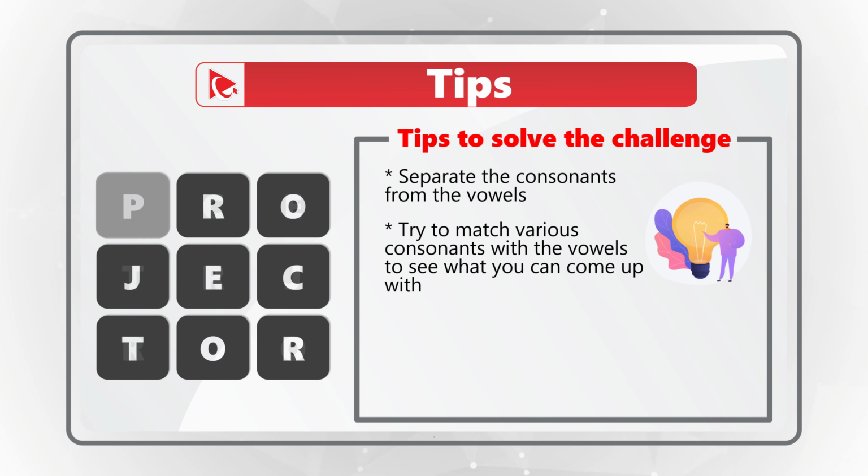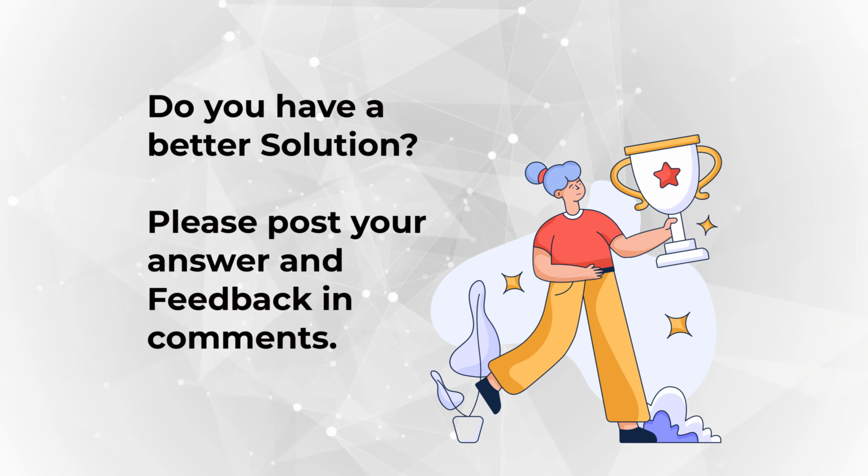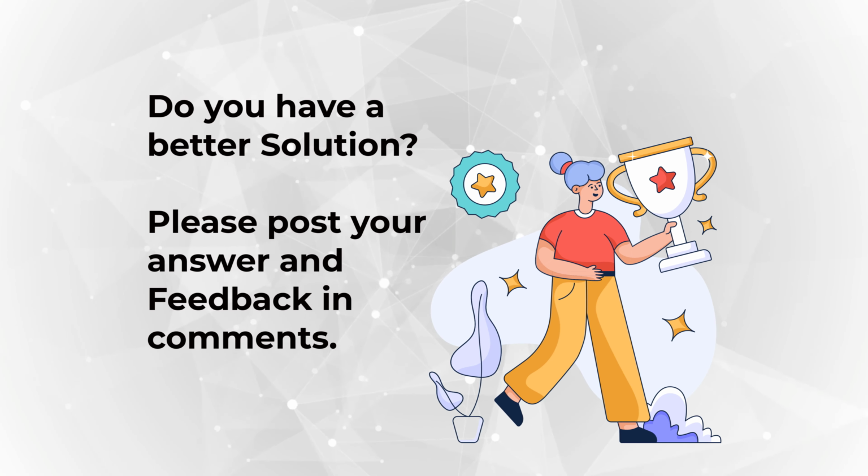For example, P-R-O is the set of letters that can start the correct word, projector, and can lead you to the correct answer. Another idea might be to boost your vocabulary. You can read more or try to play these types of games and practice on pen and paper during the test to create a list of possible combinations until you come up with the right solution. Hopefully these tips are helpful and allow you to do better on your next test.